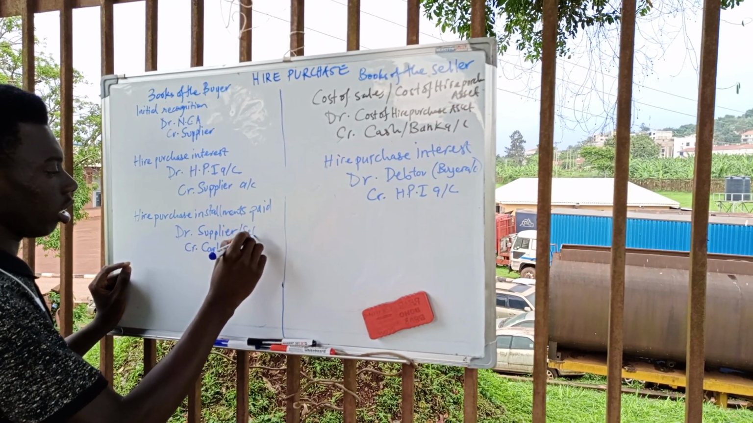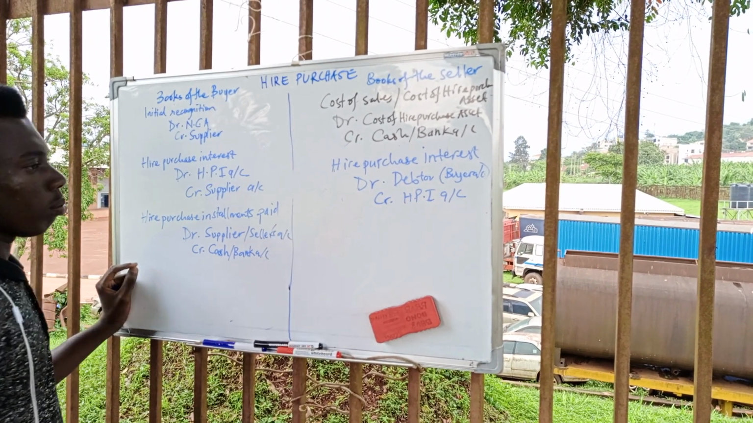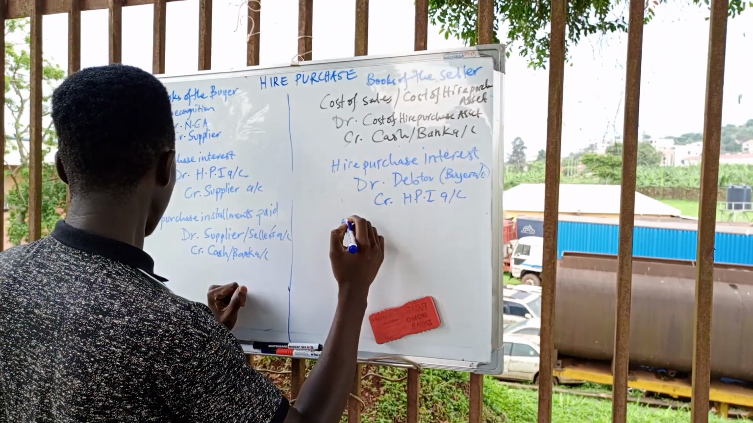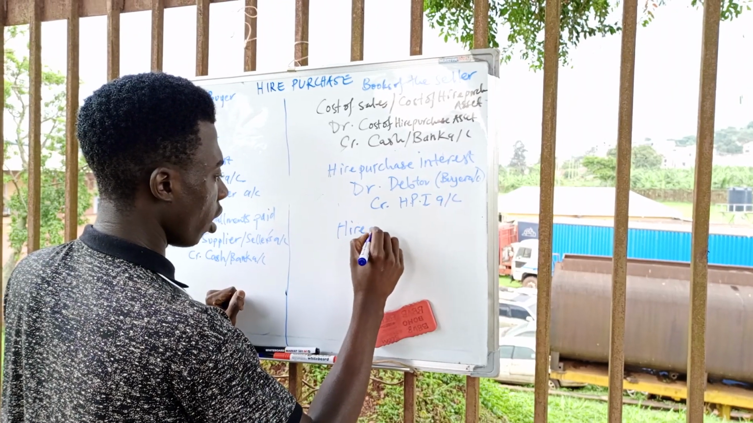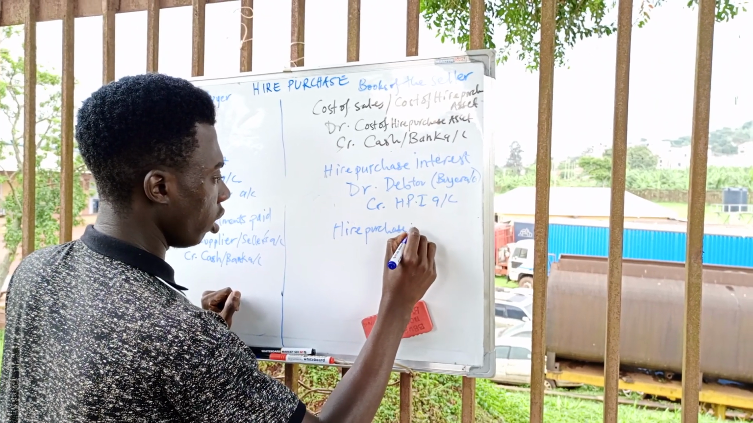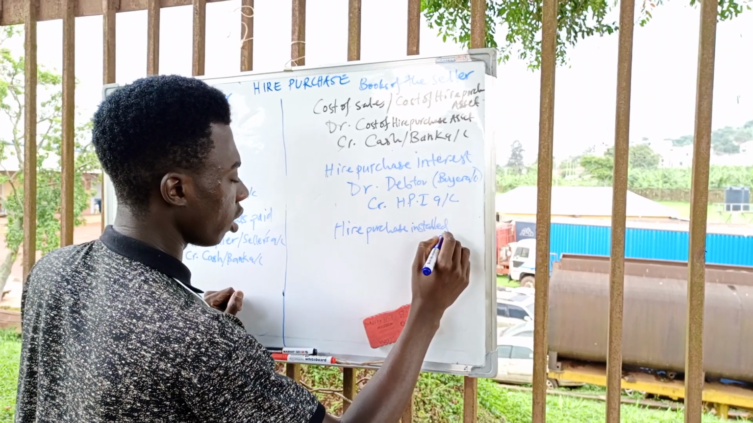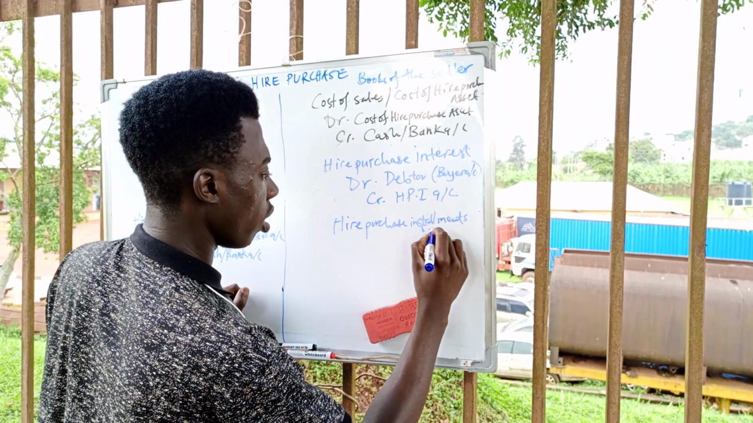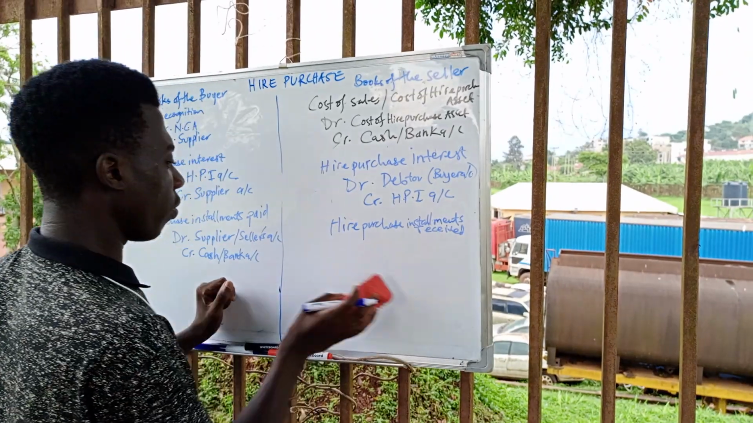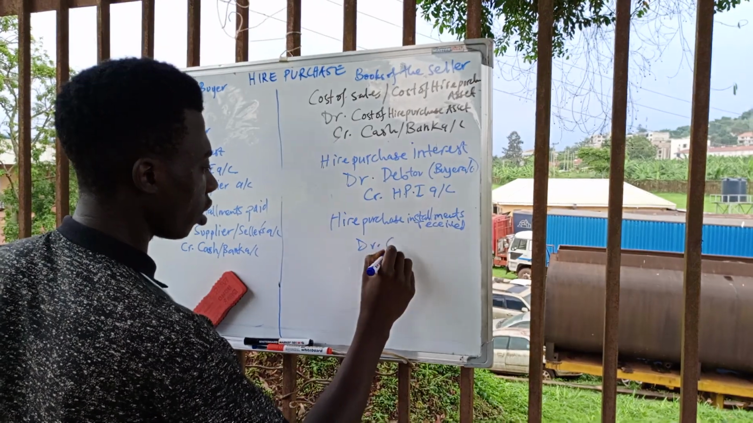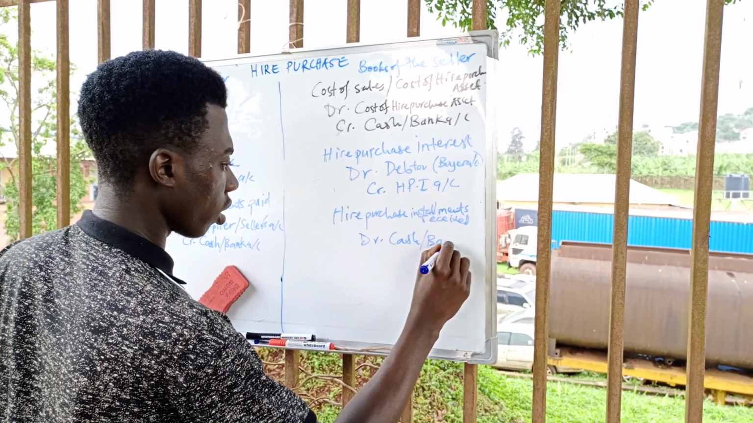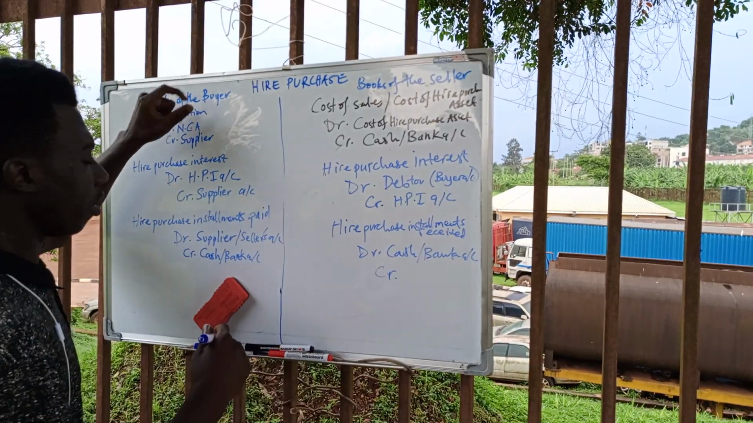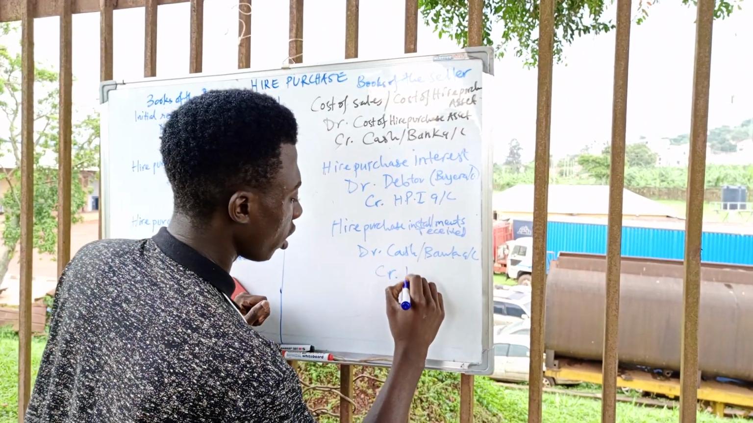But in the books of the seller, this one is higher purchase installments received. This one is paying. When he receives the money, of course, he has to debit his cash or bank account. Then he recognizes that the debtor, the buyer, reduces because he has paid in. So credit the buyer, the debtor.